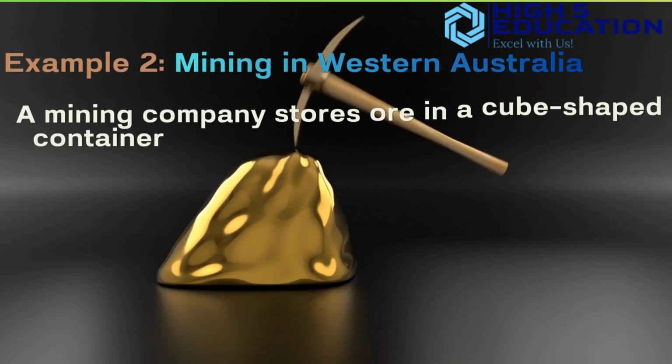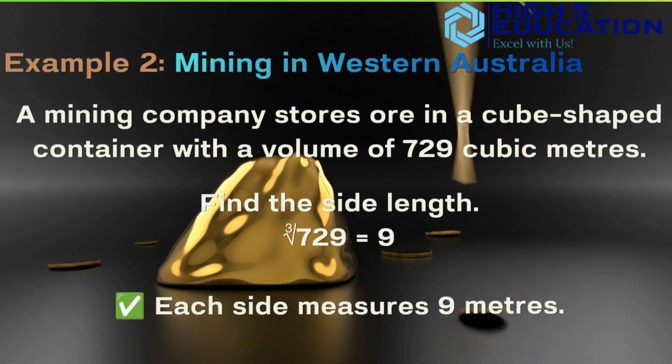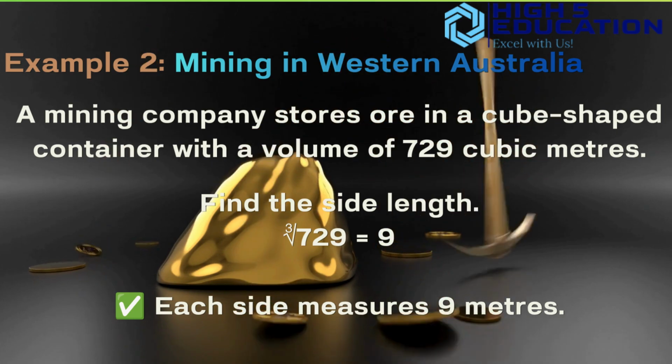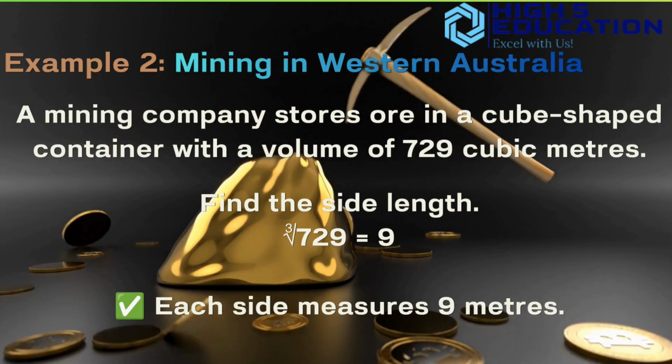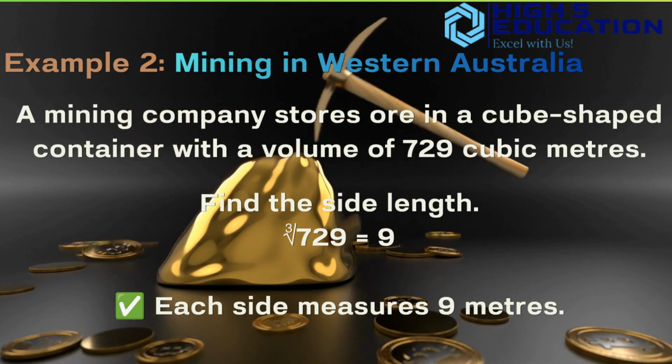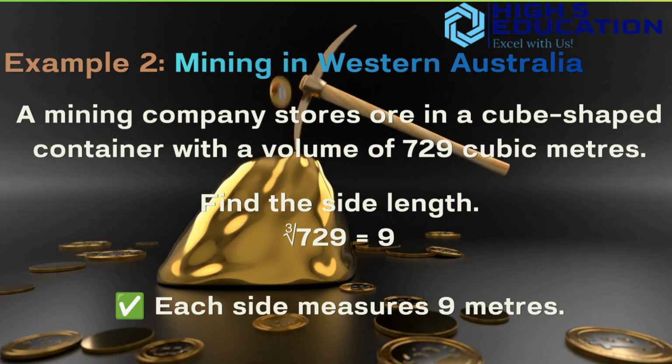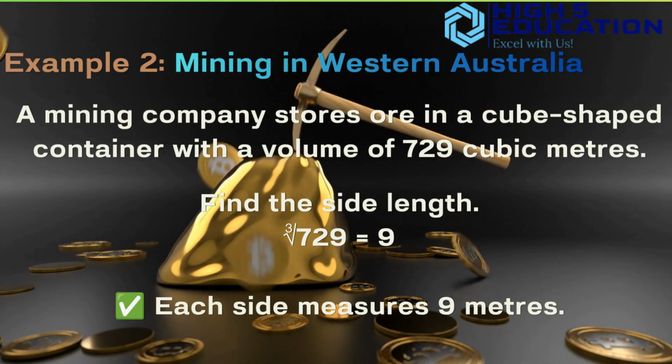Example number 2. Mining in Western Australia. A mining company stores ore in a cube-shaped container with a volume of 729 cubic meters. The side length is the cube root of 729, which equals 9. It means each side measures 9 meters.